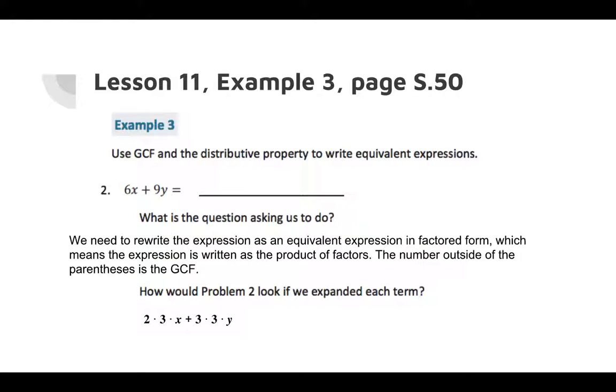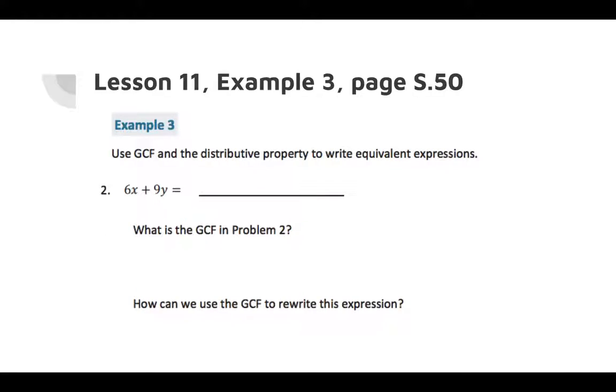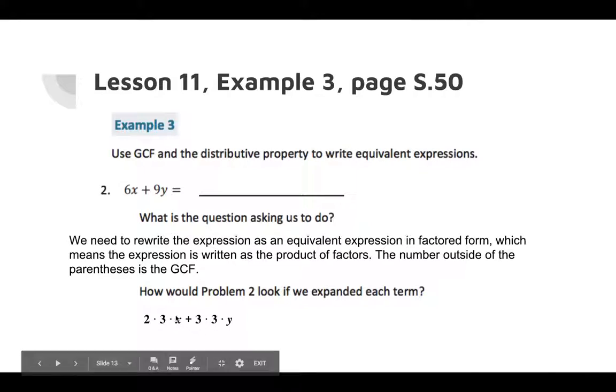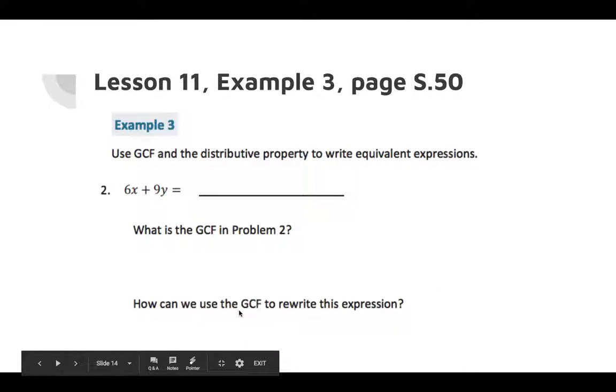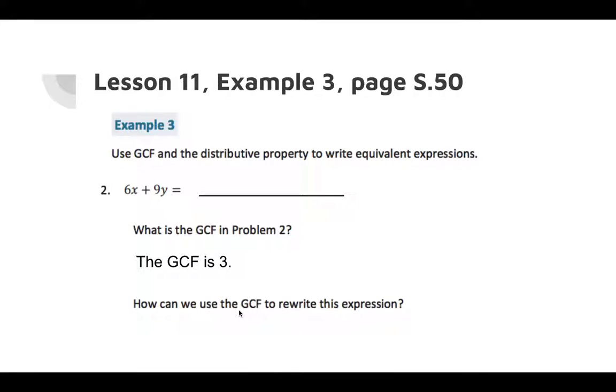Okay, so this is how we look like expanded each term. So what is the greatest common factor in problem 2? Remember back here I told you to look at what number you see on both sides. Okay, the greatest common factor is 3.